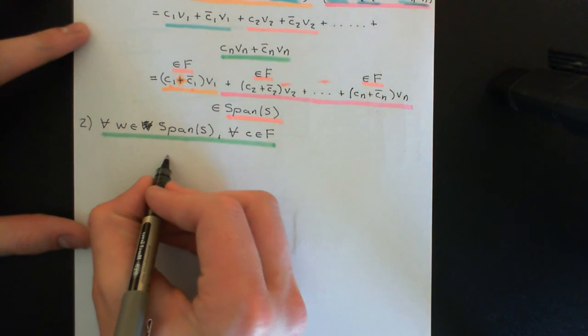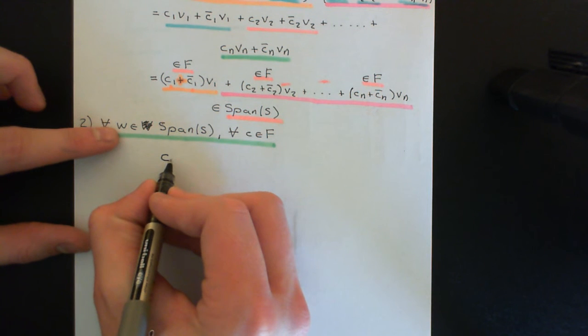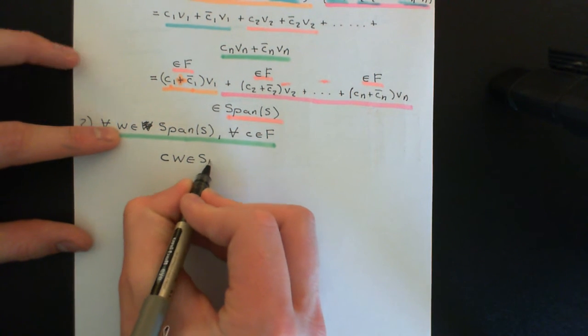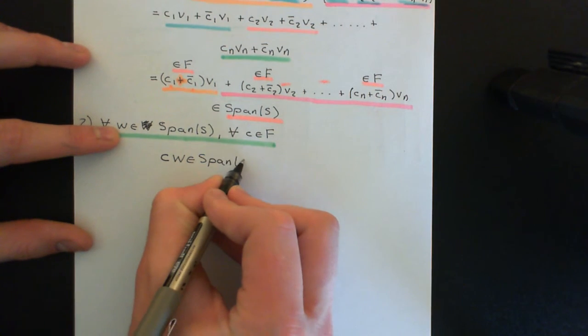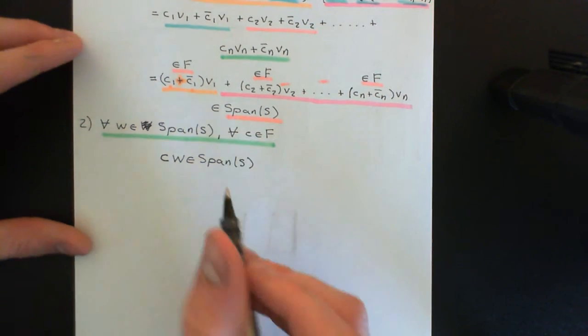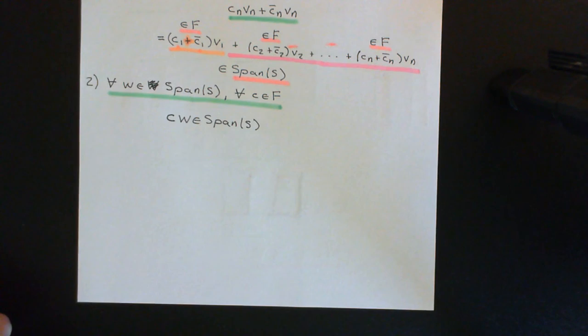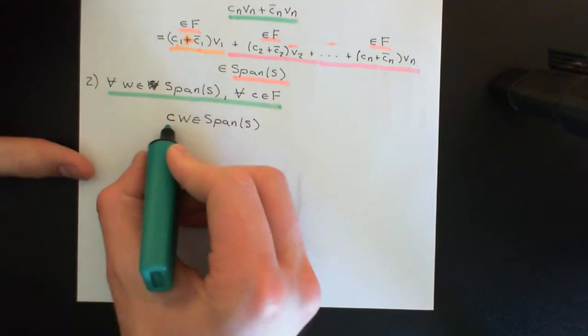It must be the case that if we scalar multiply this vector by any element of the field, CW must be an element of the span of S. Okay, now I can draw a similar picture as I did over here for what that actually means in terms of the restricted composition law, and that's what I'll do now.